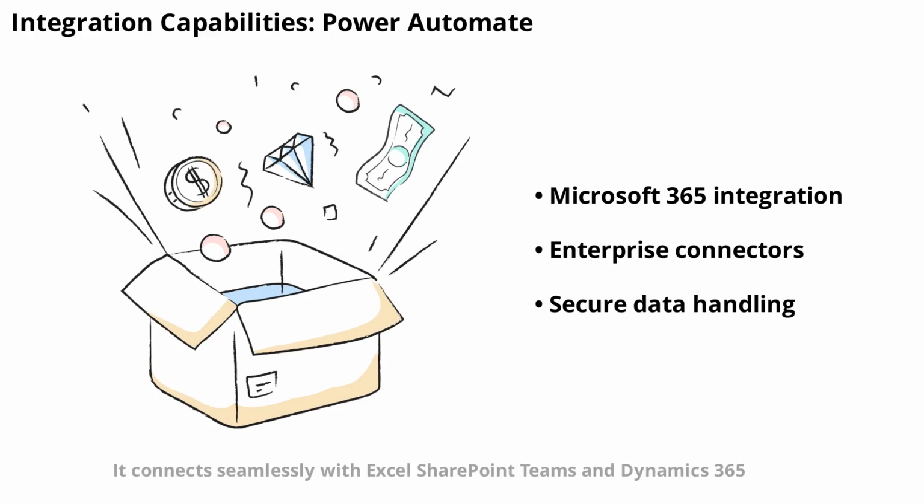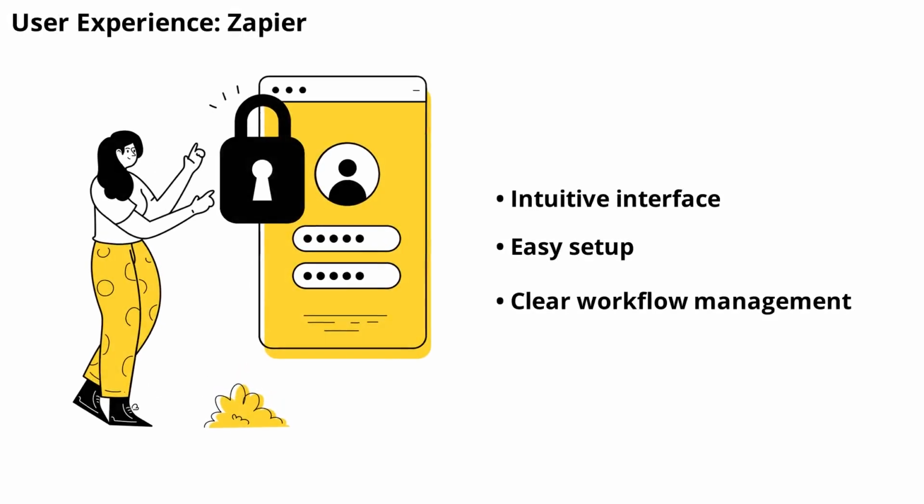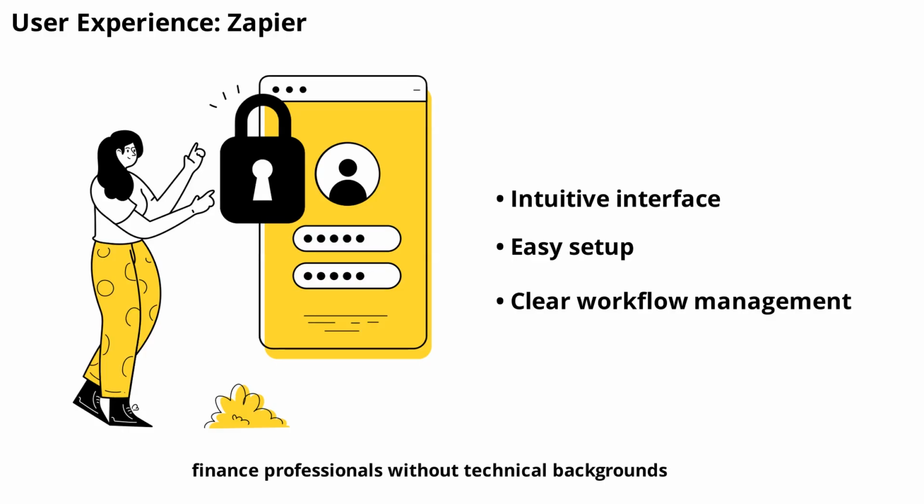Power Automate excels in integrating with Microsoft products, making it ideal for organizations already invested in the Microsoft ecosystem. It connects seamlessly with Excel, SharePoint, Teams, and Dynamics 365. While its third-party app library is smaller than Zapier's, it covers most major finance and business tools. Power Automate's connectors are designed for enterprise use, offering advanced security and compliance features that are crucial for finance teams handling sensitive data.